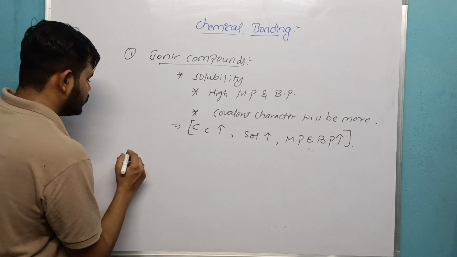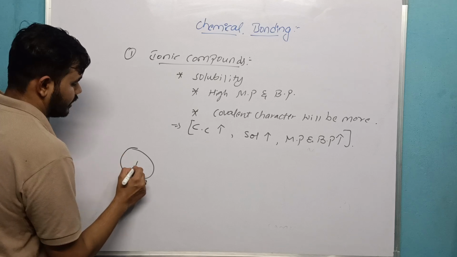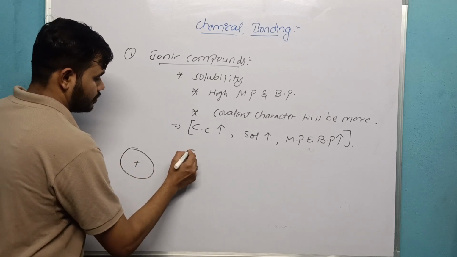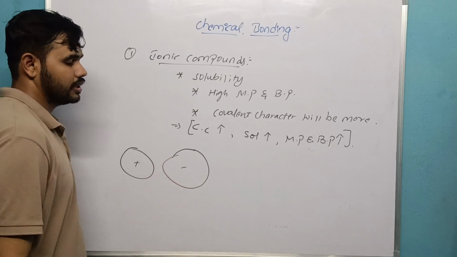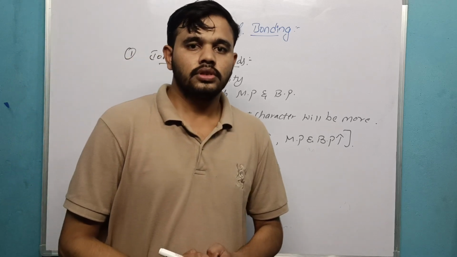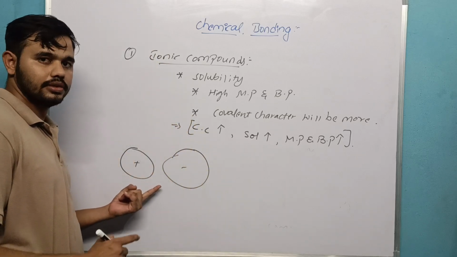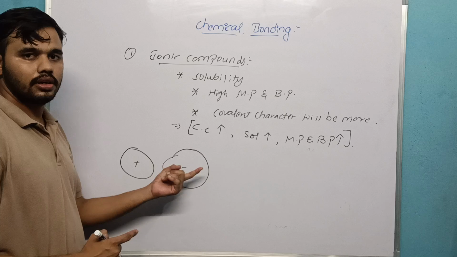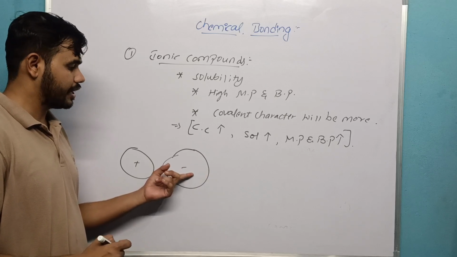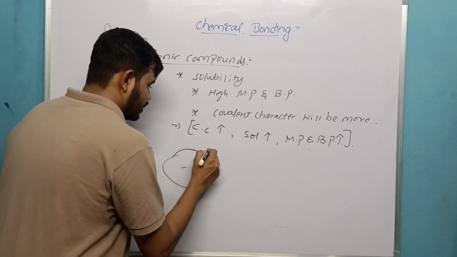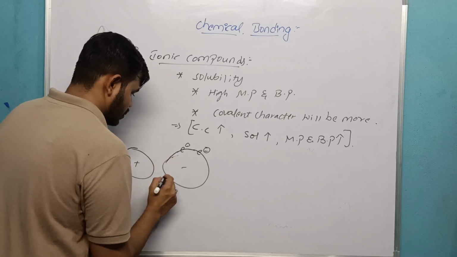Next one, first let this be one cation and another one this be anion. We all know that in ionic compounds, transfer of electrons takes place from metal which has positive charge to the non-metal which is gaining electrons, means it will have negative charge. Here let the electrons be electrons.